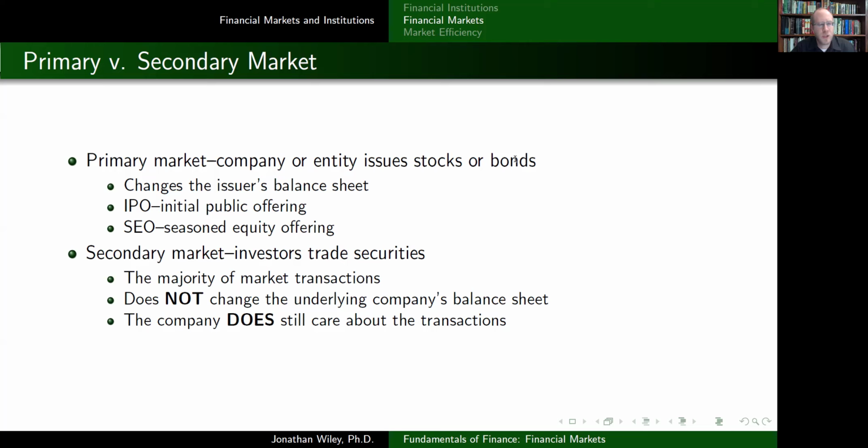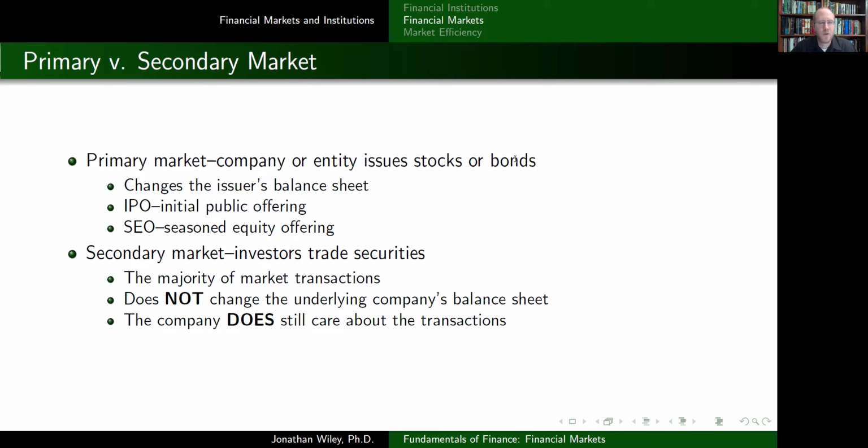Now, it's important to note the company does still care about those transactions because the company is trying to maximize long-term shareholder wealth, and that is often extremely highly linked to the stock price, and therefore the price at which those transactions are occurring matters a lot to the company, and the company has a great deal of interest in that. So the company cares about the price at which those transactions are occurring. They care about who's accumulating ownership and so forth, but it does not change the company's balance sheet.